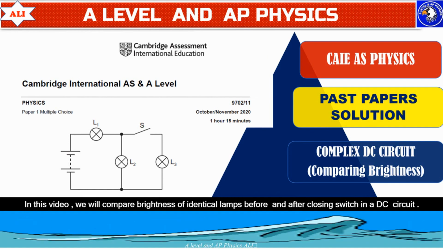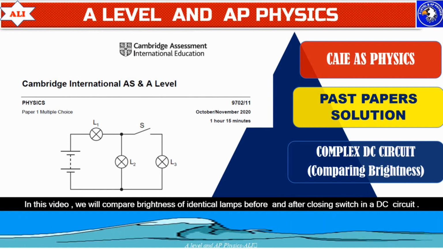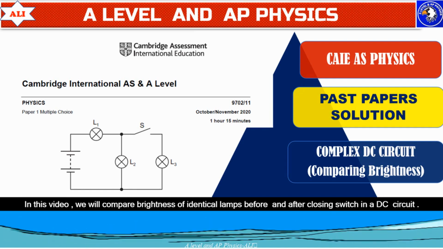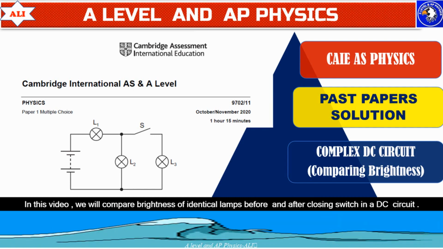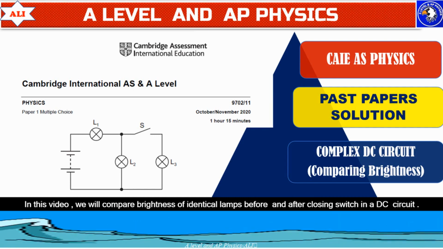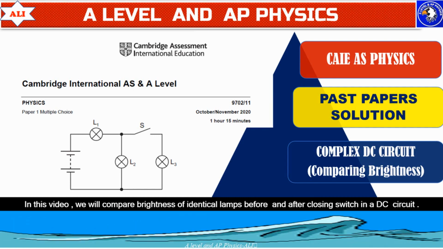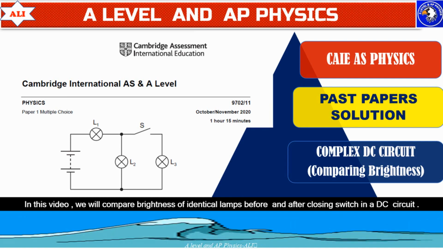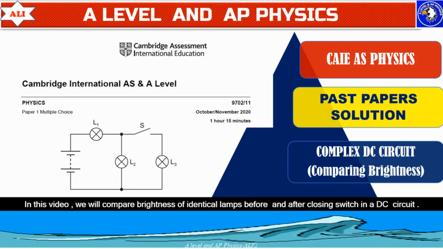In today's class, we will talk about one complex DC circuit. In this circuit, we will compare the brightness of identical lamps before and after closing the switch. This is a typical and very important question for understanding complex DC circuits.